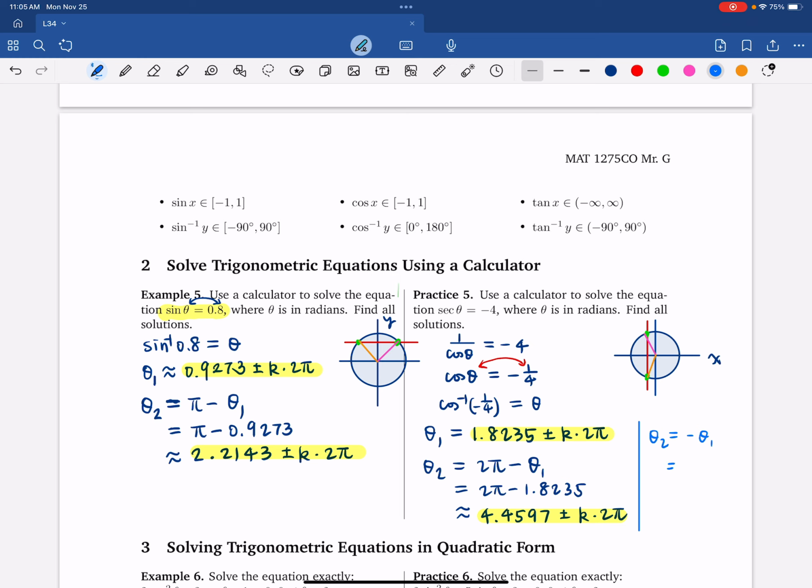So that's why this is probably easier. You simply do negative 1.8235, right? Plus minus k times 2 pi. So this is the alternative way of writing the other solution for this case.